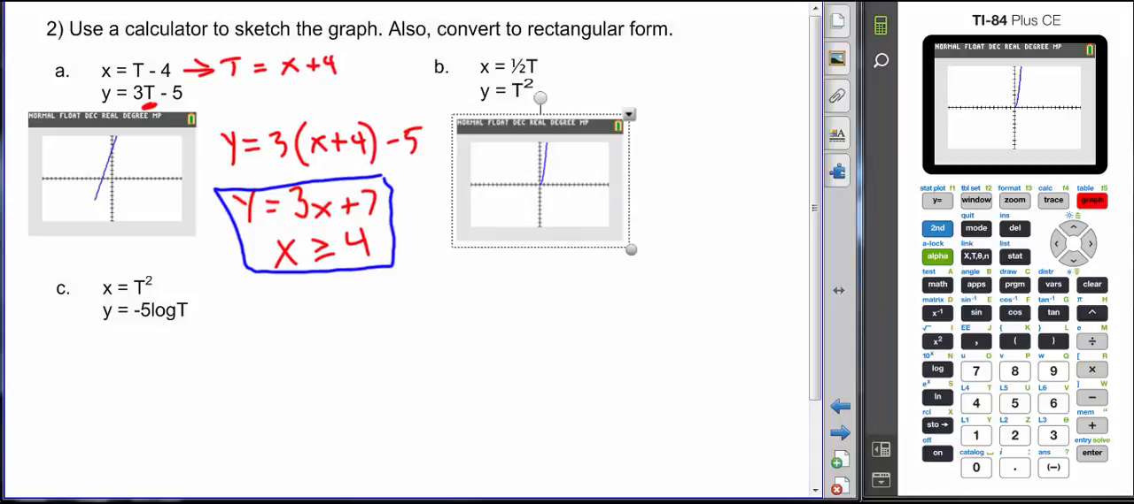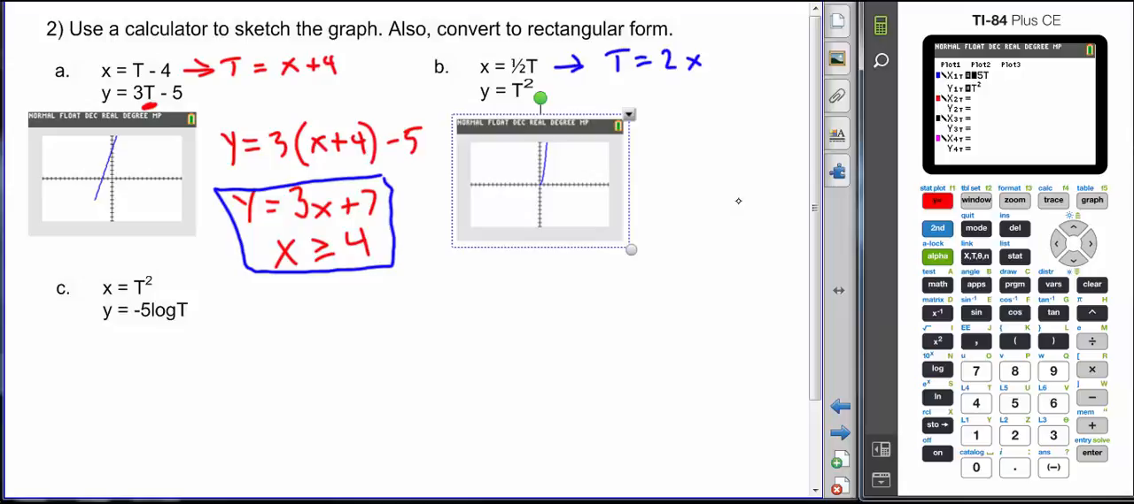All right, you can see my graph for b, and if you want to see what I typed in, it's not going to be too surprising. 1/2 t and t squared for the y value. And again, we do need to go ahead and do that little conversion to rectangular form. So if x is equal to 1/2 t, then t is equal to 2x, right? Multiply both sides by 2.